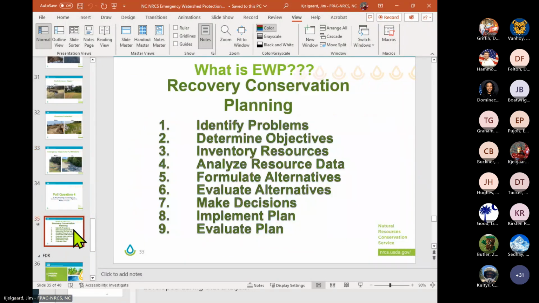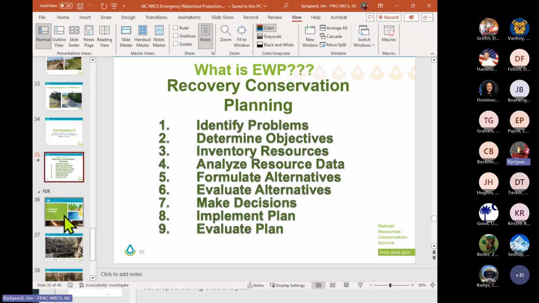Let's see. As always with all of our work, the Emergency Watershed Protection Program is really recovery conservation planning. So you go through the same 9 steps, which I do expect everyone in North Carolina to follow, and I'm going to require it for South Carolina too, because I'm still acting state conservation engineer. As professional conservationists, we should have these steps memorized, like soil scientists memorize soil groups. Regardless of our position, we should have these 9 steps memorized: identify the problem, determine objectives, inventory resources, analyze the resources, formulate alternatives, evaluate the alternatives, make decisions, implement the plan, and evaluate the plan.